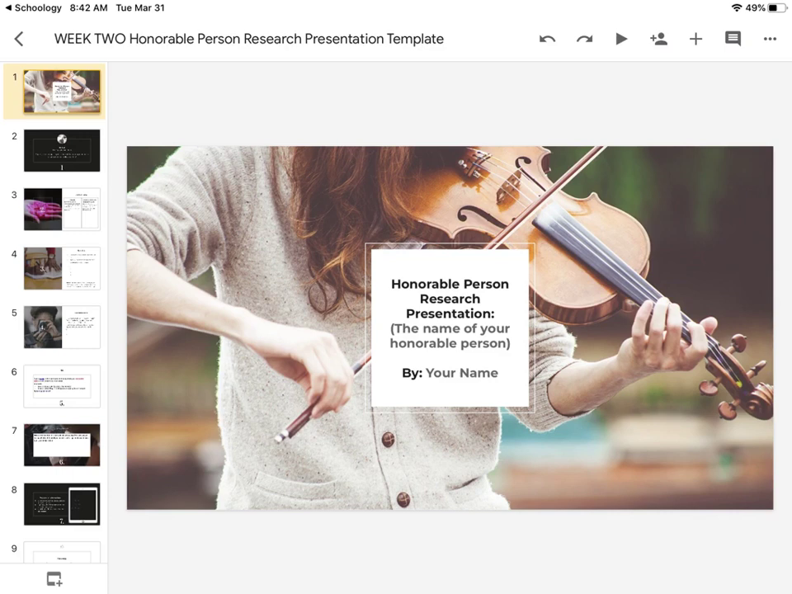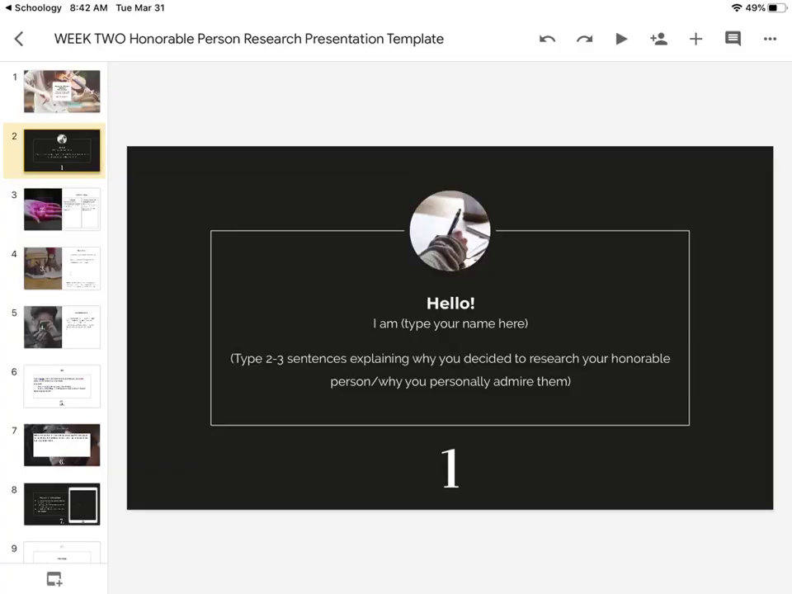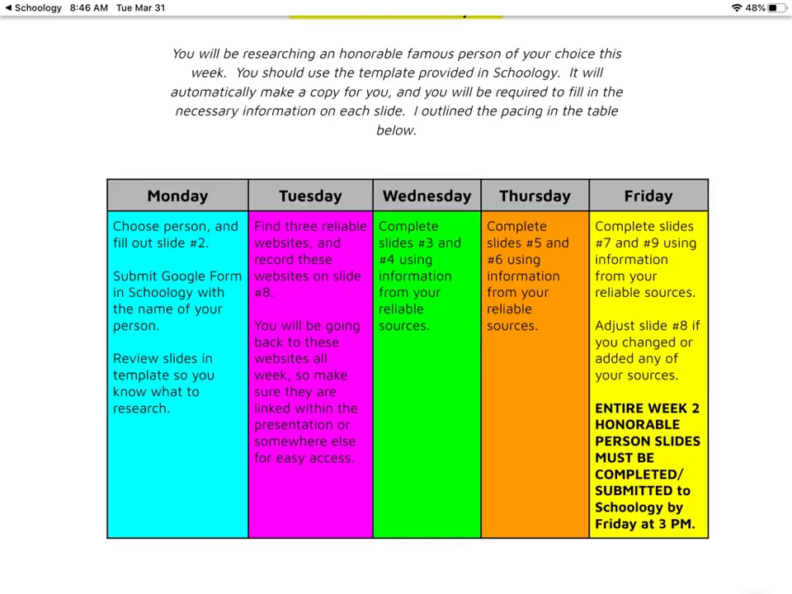Okay, just to rehash here on slide 1, you will delete this text and put your person in there and then put your name right here. Hi guys. You should already be done with slide 2. You put your name here and then have 2 to 3 sentences explaining why you chose to research that person. Please use capitals, periods, complete sentences. So that was all Monday and Tuesday's work.